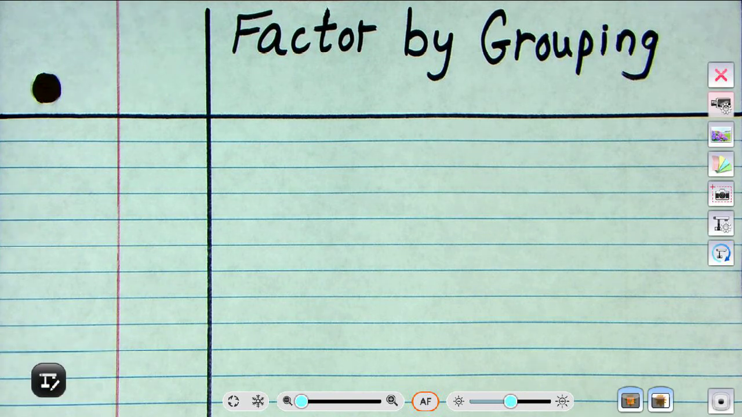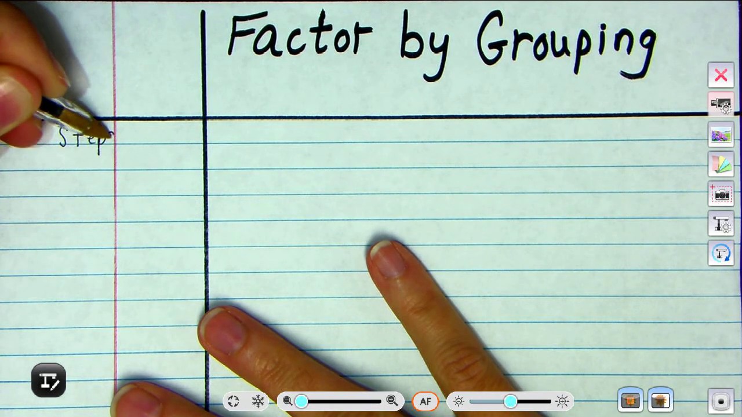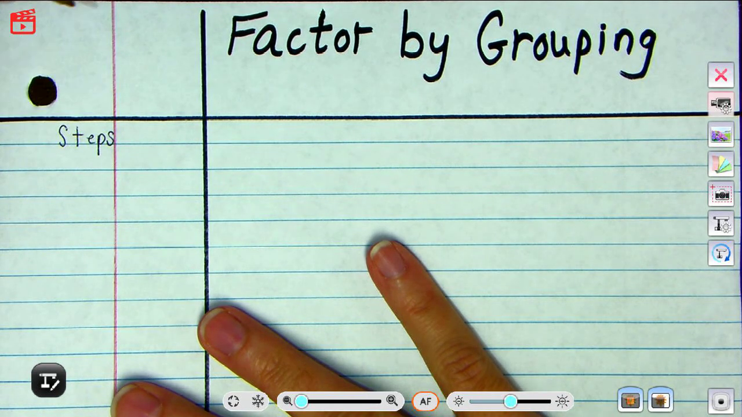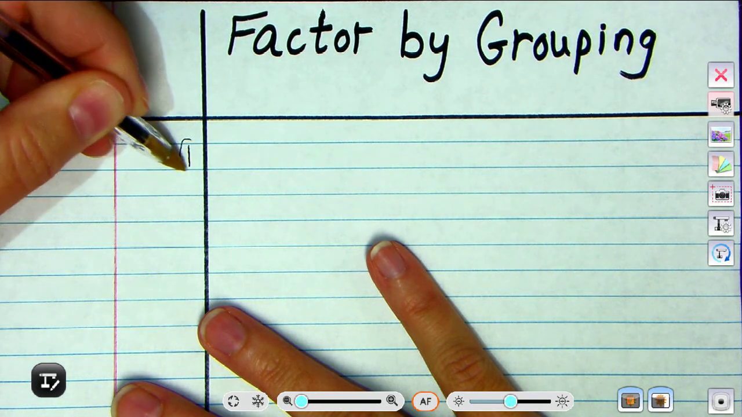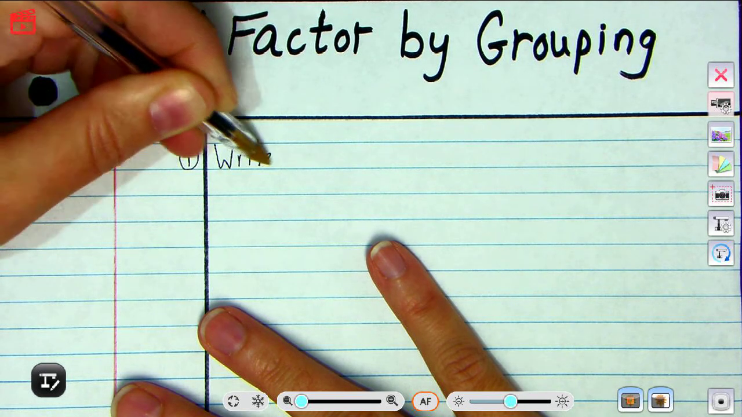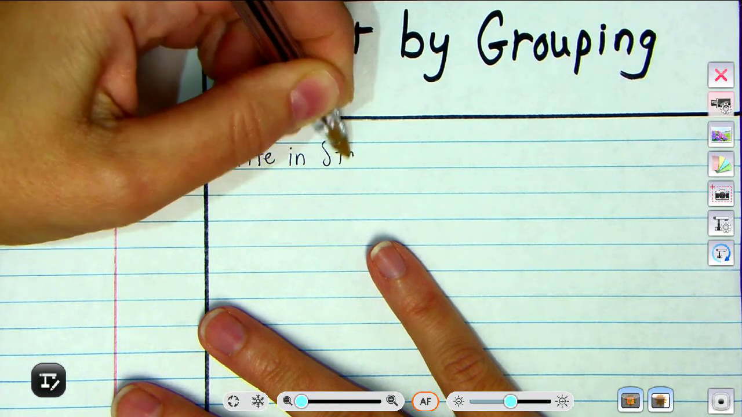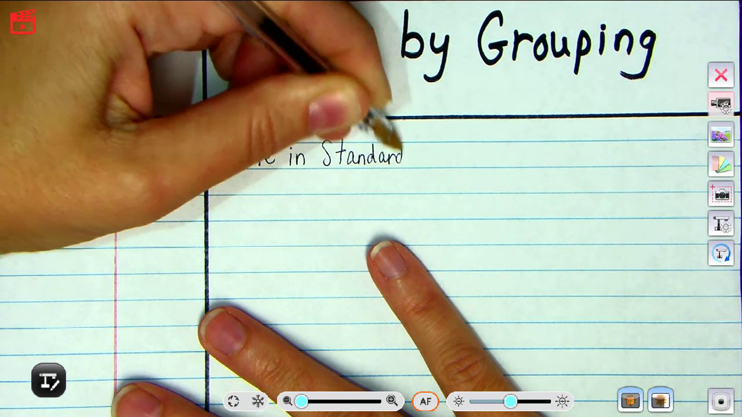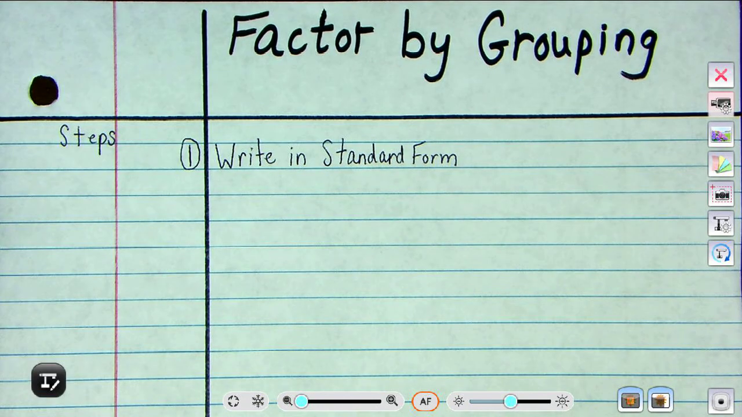Right, I'm going to show you how to factor by grouping today. And first of all, we're going to list out some steps that we need to follow when factoring by grouping. And so the first step is that we need to write our polynomial in standard form. Okay, so make sure the polynomial is in standard form first.